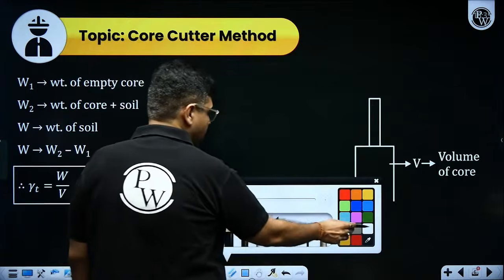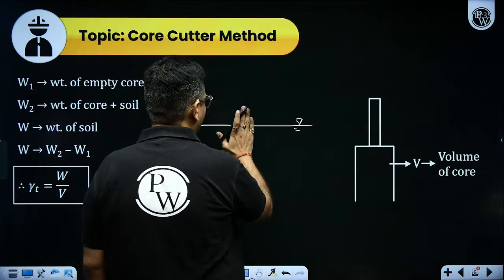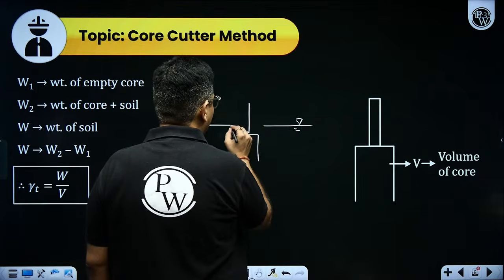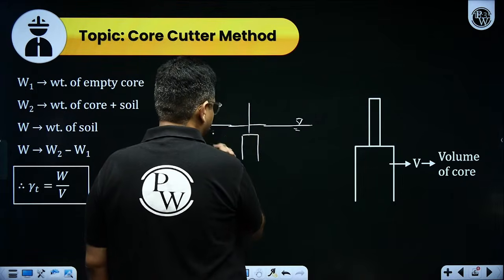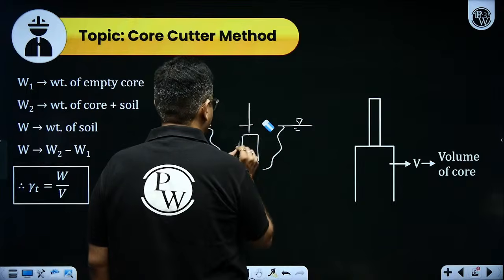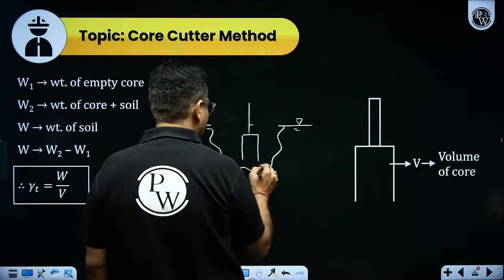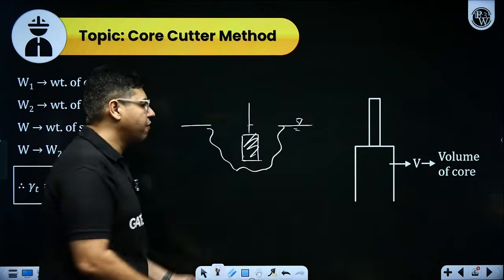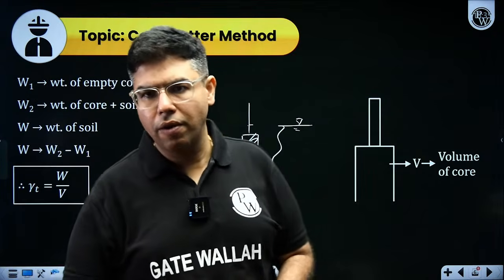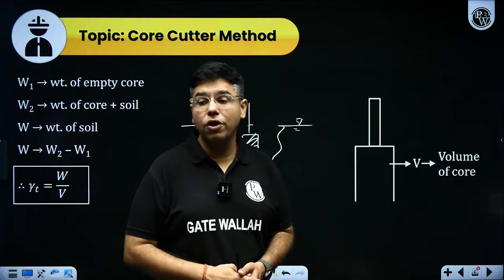So, just we will insert the core like this in the soil. Okay. This is the exposed surface. Here you will insert the core. This core will be inserted like this, and once it is inserted, you will excavate the soil and bring this core outside. Once you get this core outside, level the surface of the core and find out the weight of core plus soil, and from there you can easily calculate the gamma T because the inner volume of the core is already known.